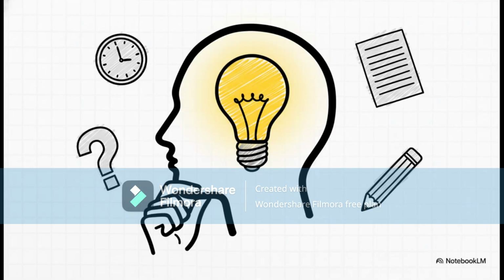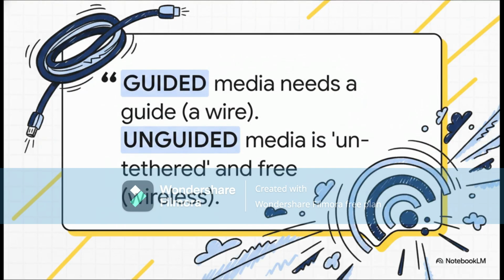That's it. And I know it can be a lot to remember, especially when you're in an exam. So I've got a super simple little memory trick that's going to help you get this right every single time. Just remember this. Guided media needs a guide to show it where to go. And that guide is the physical wire. And unguided media is untethered. It's not tied to anything. It's free to travel through the air, so it's wireless. It's a silly little trick, but trust me, it works.